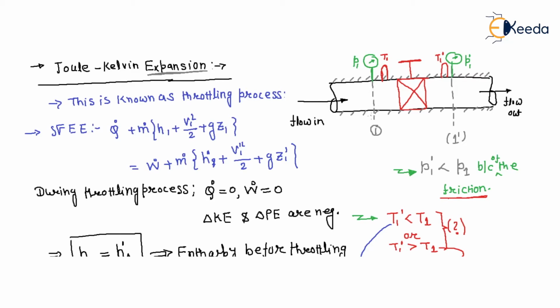At this cross section we measure the pressure and temperature. Because it is a steady flow, the property of the fluid doesn't change with respect to time. So at this cross section, when we take the pressure and temperature, they are fixed, so the enthalpy is fixed. H1 is for the cross section, not a point. So at cross section 1 the enthalpy is fixed.